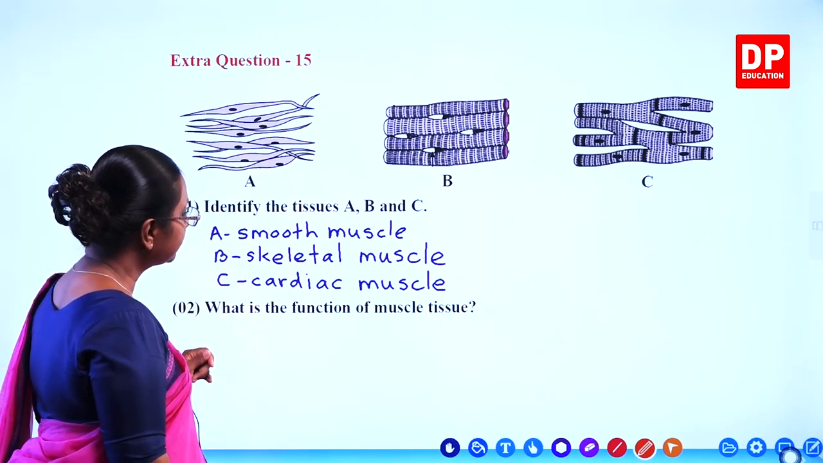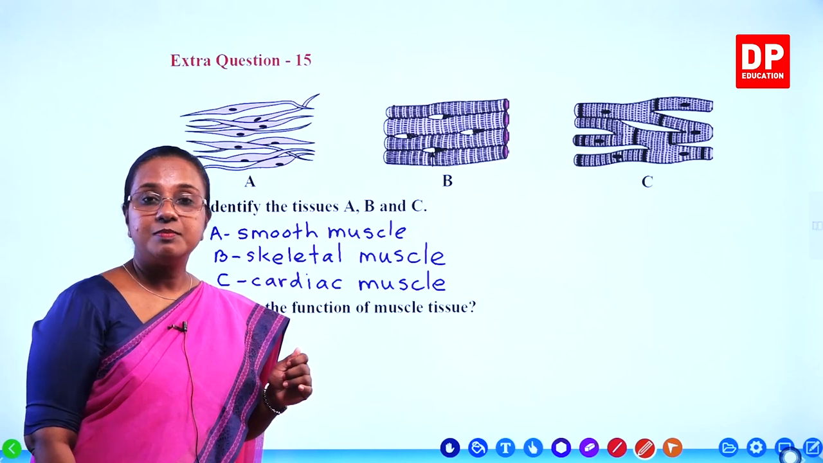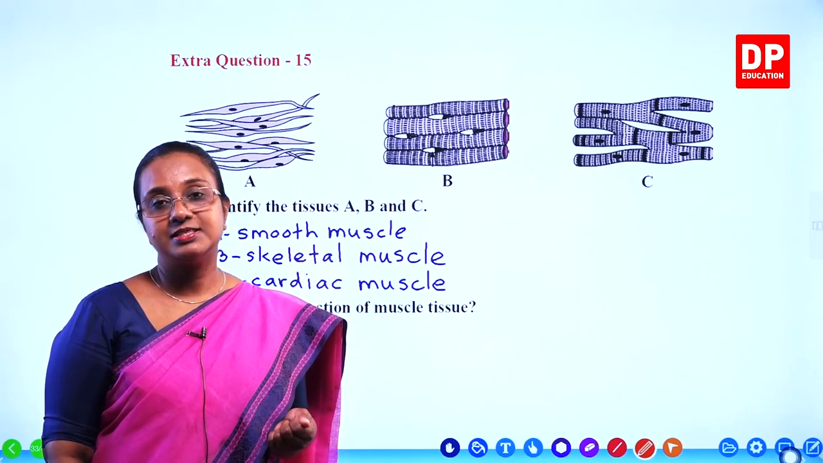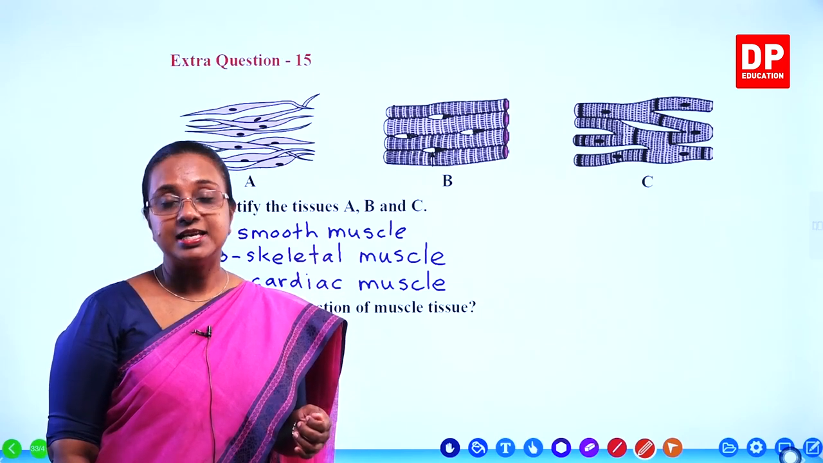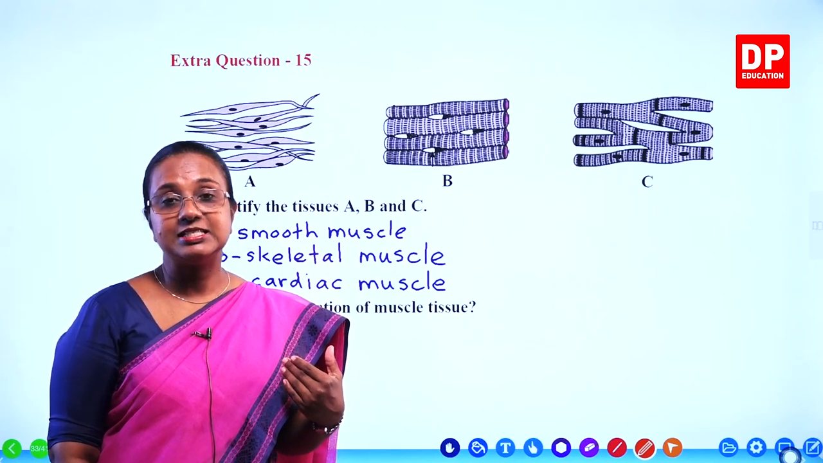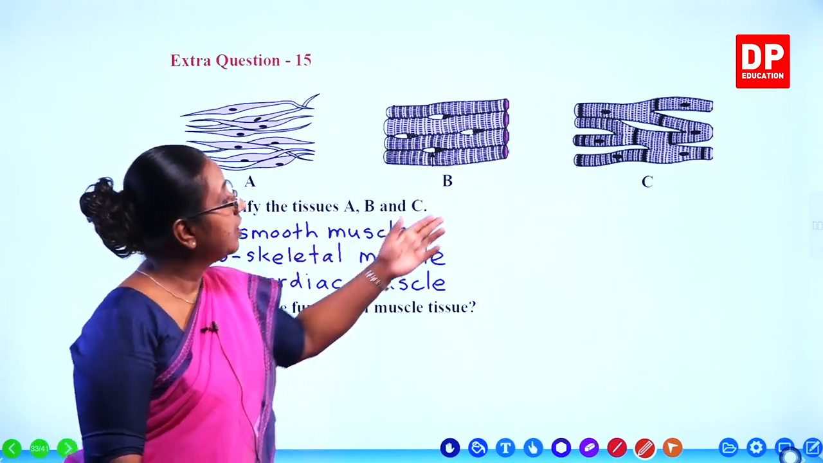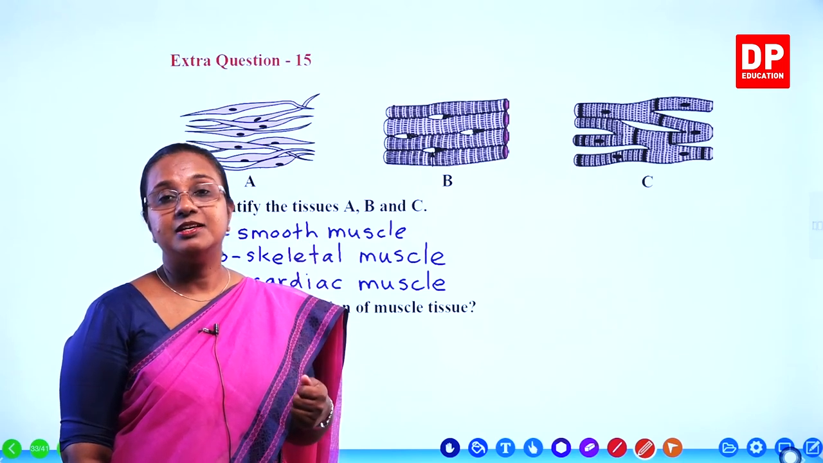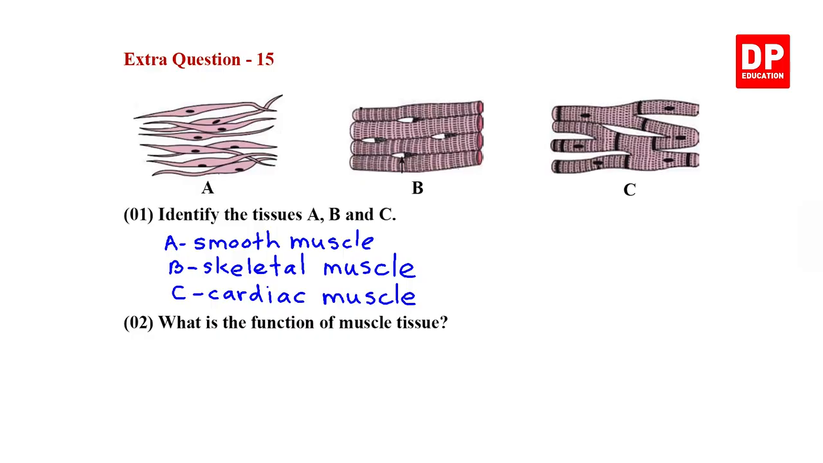The next one, what is the function of muscle tissue? You all know these are three different muscles. They are involved in movement. Smooth muscles are present in the digestive system, where they help in the movement of the digestive system for the digestive process. Skeletal muscles are attached to the skeletal system or the skeleton of the body, and they are involved in movement and locomotion. And cardiac muscles are exclusively found in the heart, and that is needed for the beating of the heart. So here, all these muscles help in movement.